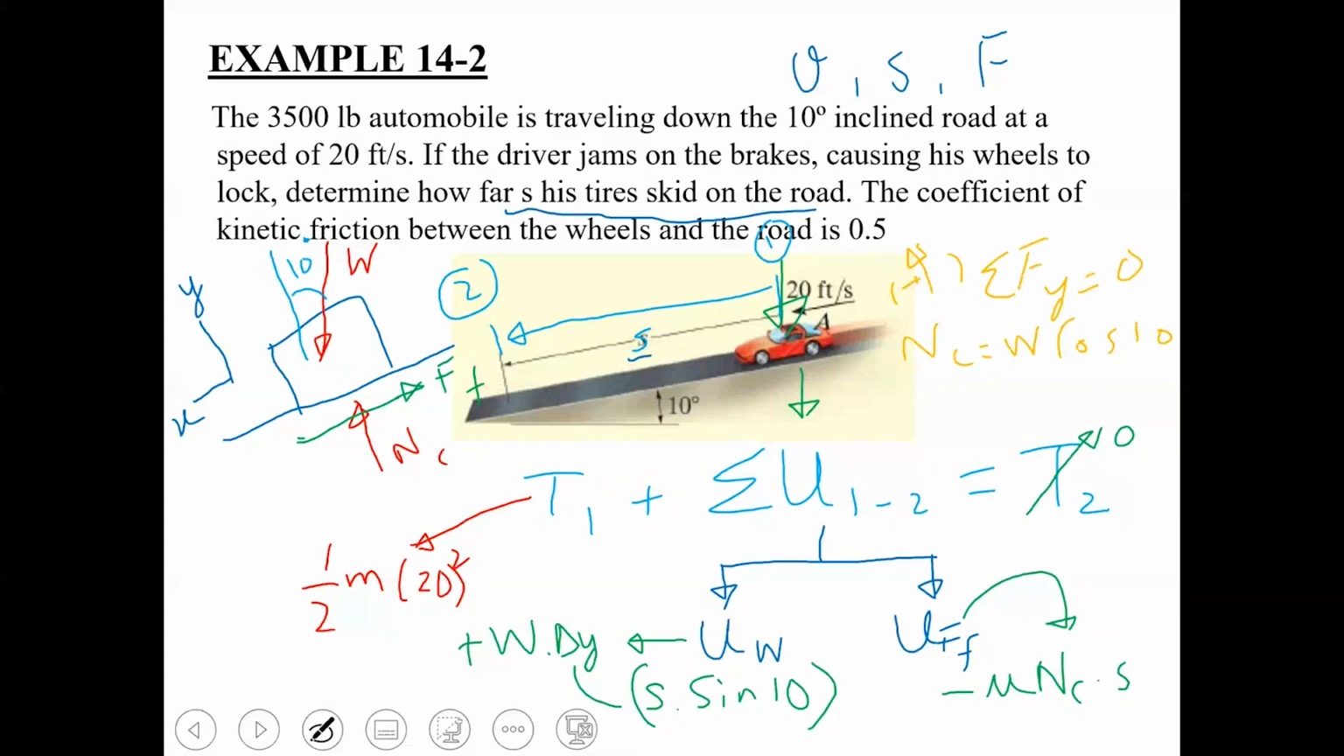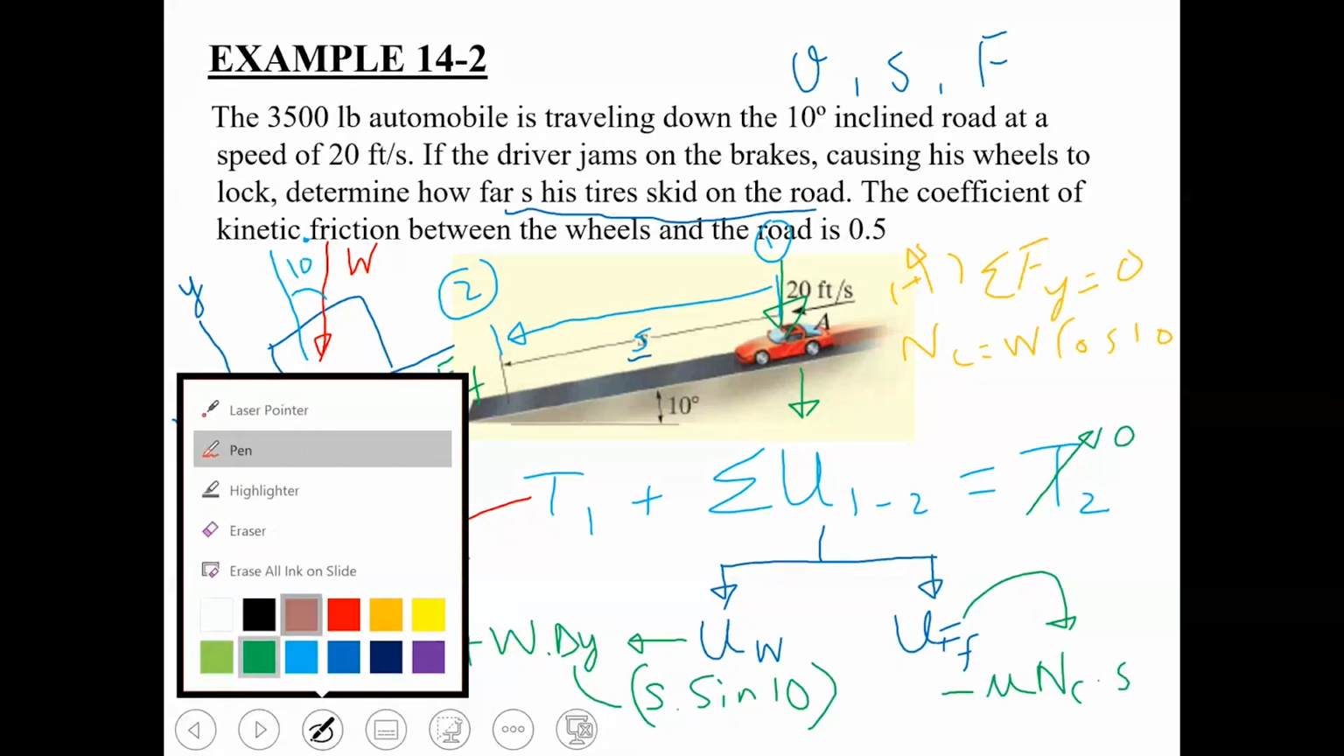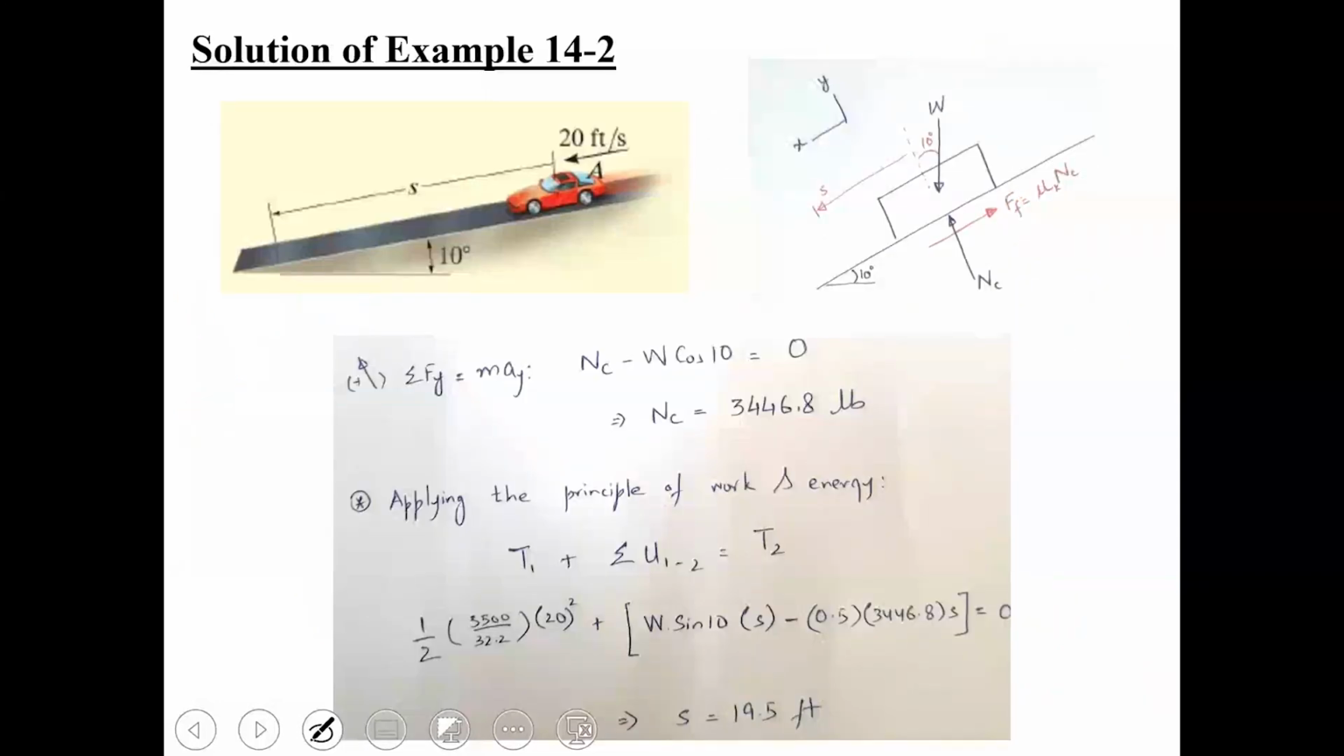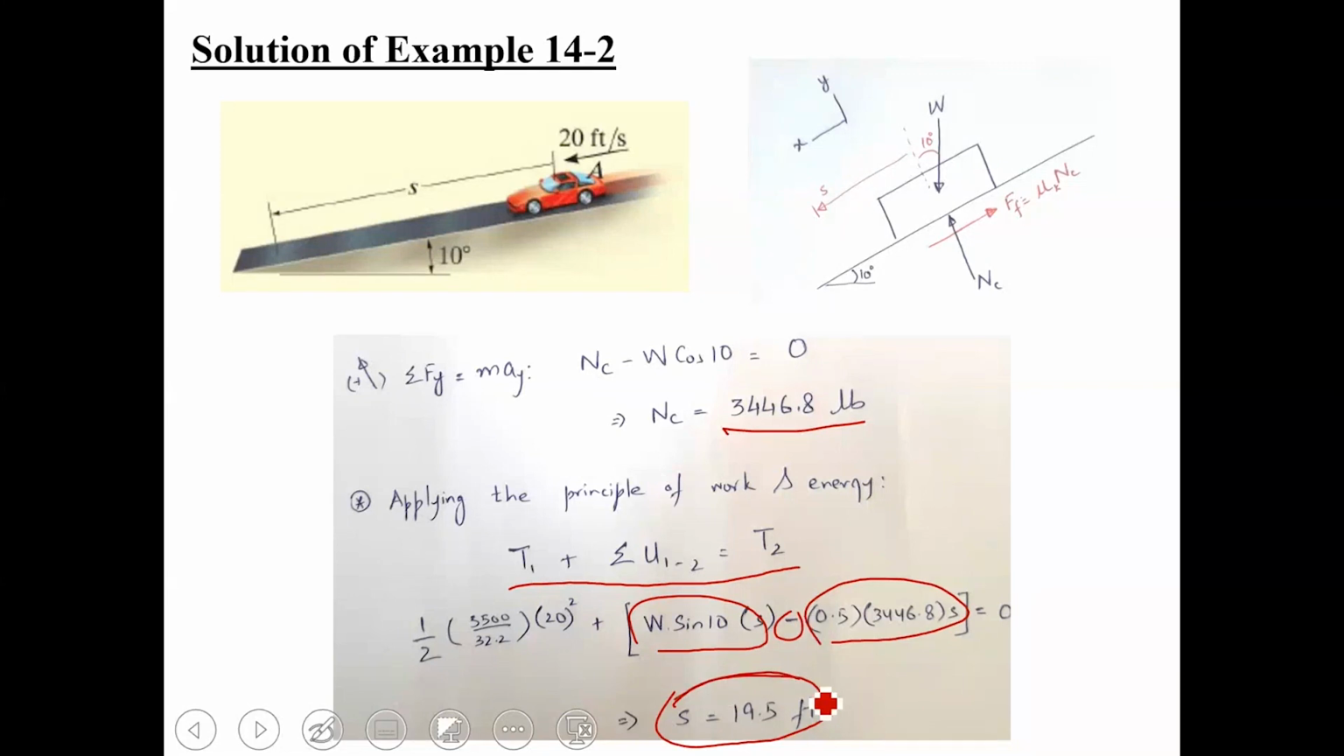So overall, if I take a look at this equation, how many unknowns do you have? Sir, S. Only one thing is unknown in this equation, that is S. So once you solve this equation, you are going to get the value of S equal to 19.5 ft. Is this point clear to all of you? We first found out Nc, which is W cos 10. Then we applied the principle of work and energy: work done due to weight, work done due to friction force with a negative sign. It gives us S equal to 19.5 ft. Clear? Any confusion, any query you want to ask?